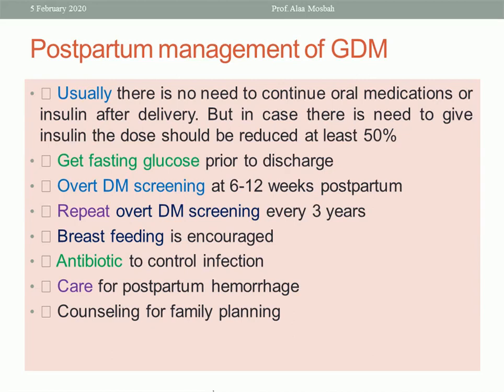Care for postpartum hemorrhage is important because the patient is liable for that, especially if there is polyhydramnios and macrosomic baby due to over-distended uterus. Counseling for family planning.